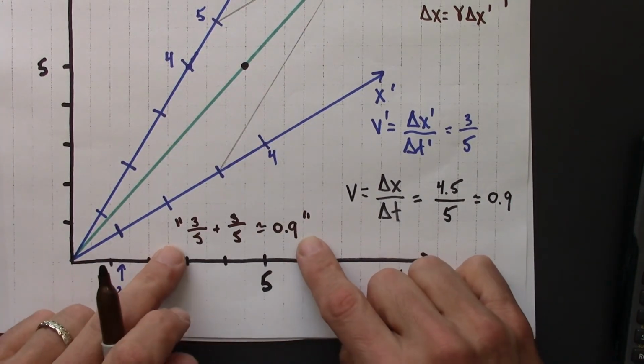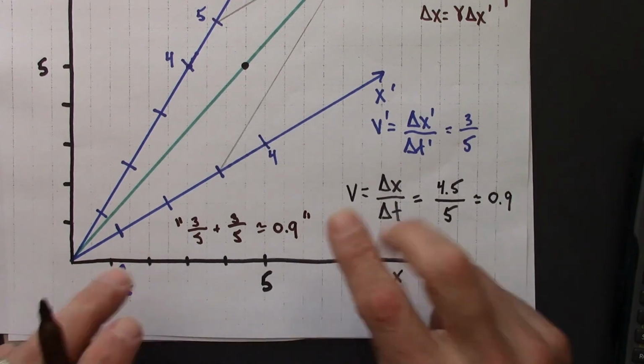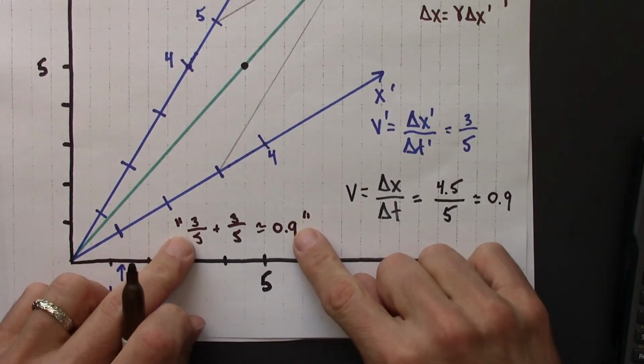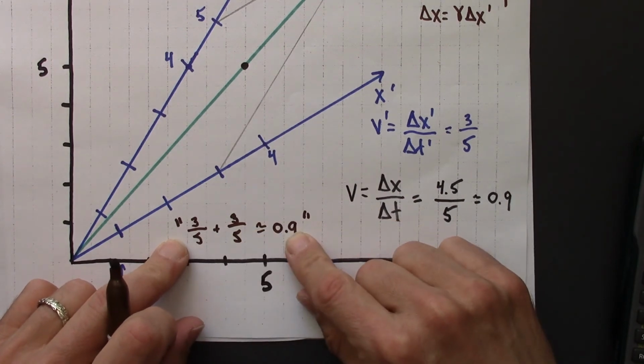So velocities aren't adding together in any sort of normal way. That's why there are these scare quotes here. This isn't actually true, right? 3/5 plus 3/5 does not equal that.